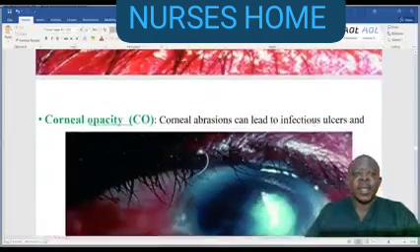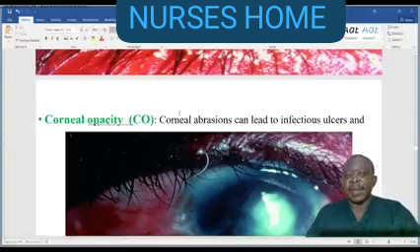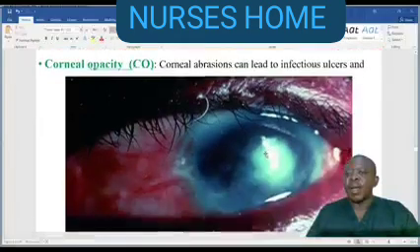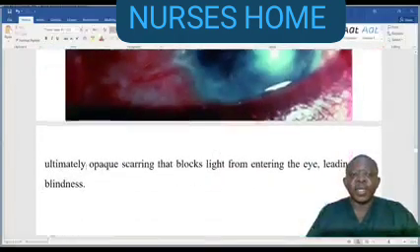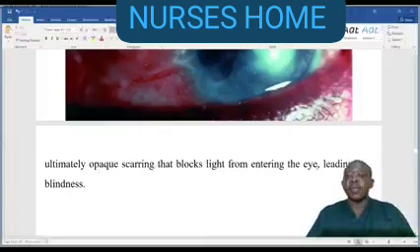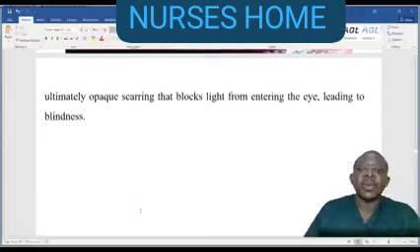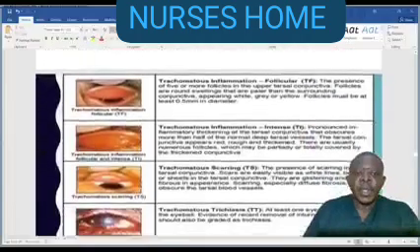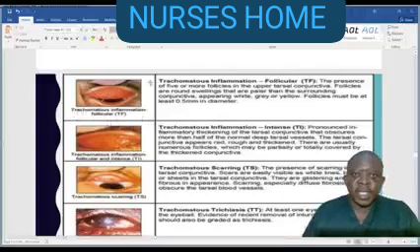Then there is corneal opacity. This corneal abrasion can lead to infection, ulcers, and ultimately may lead to opaque scarring that blocks light from entering the eye, leading to blindness. So the representation from trachomatous inflammation, follicular TF, is like this here, the demonstration. Part one has more to do with the inflammation where follicles have formed.